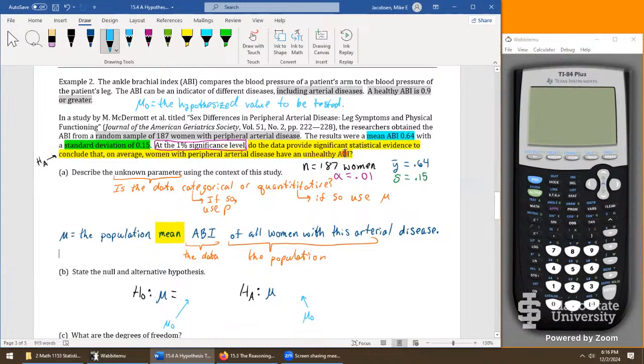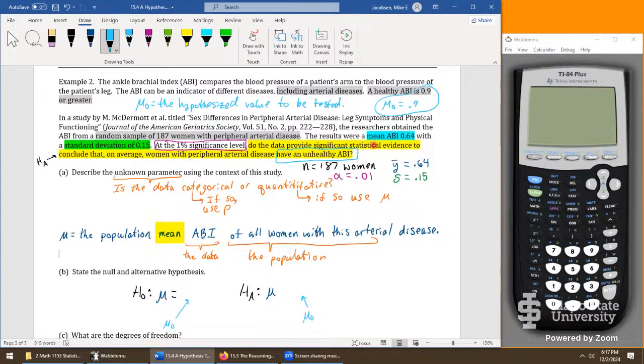Do the data provide significant statistical evidence to conclude that on average, women with peripheral arterial disease have an unhealthy ABI? Well, a healthy ABI is 0.9 or greater. So an unhealthy ABI is in the opposite direction, 0.9 or lower. This is a really tricky problem because the context makes you jump through loops, but it's a pretty honest statistical problem. This is what they look like in the wild. They're a bit of a mess. They do get simplified a bit on the exam just to streamline things, but that's how we get mu naught equals 0.9.